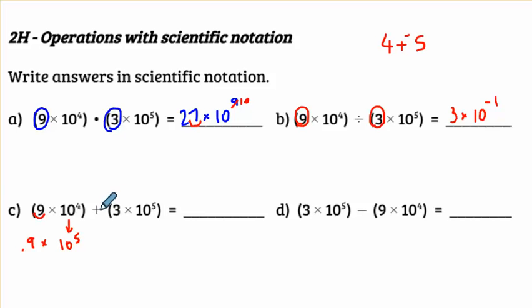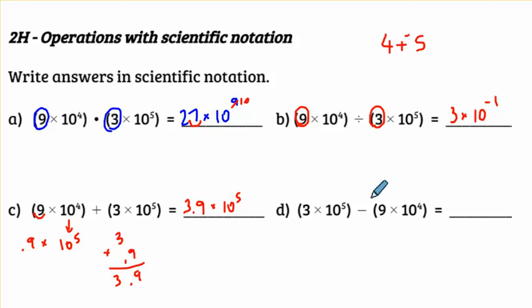And then we're adding 3 times 10 to the fifth. So if I add 3 plus 0.9, of course I'm going to get 3.9. So I wind up with 3.9, and our exponents do not change when we're adding. So we would wind up with 10 to the fifth power.